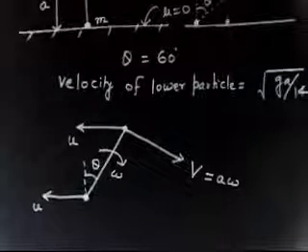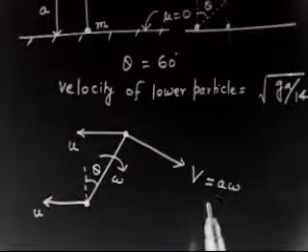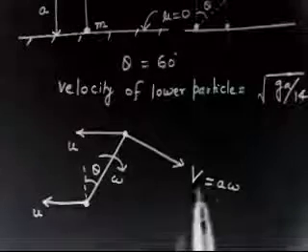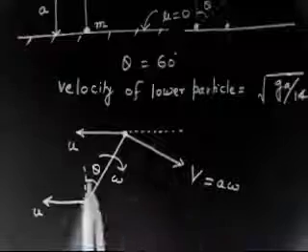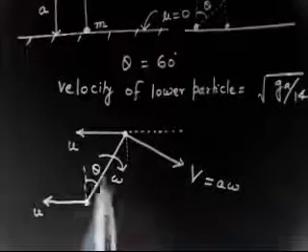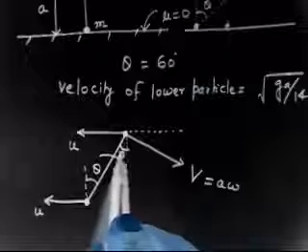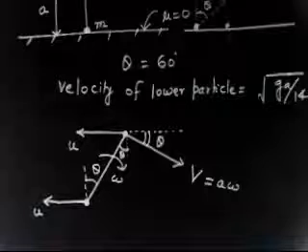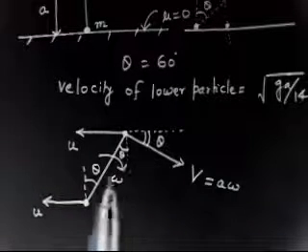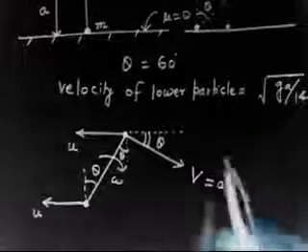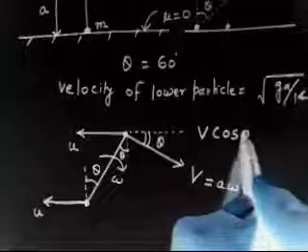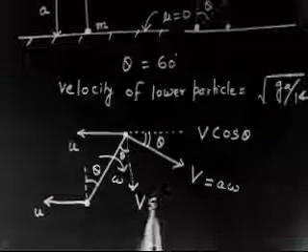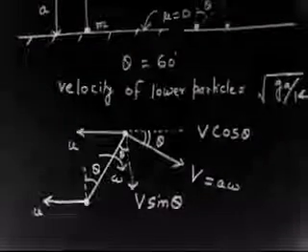Now let us write the components of a omega in two directions. So the component of a omega will be in this direction. So this angle is theta, so this angle has to be theta. 90 minus theta, this angle is theta. Are you getting? So let us verify yourself. This angle has to be theta. This is theta, theta, 90 minus theta, theta. So this is v cos theta, and this side we will have v sin theta.